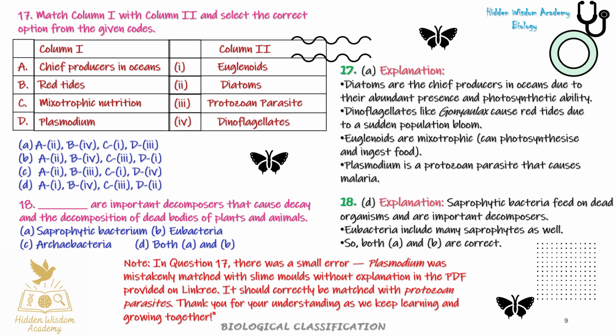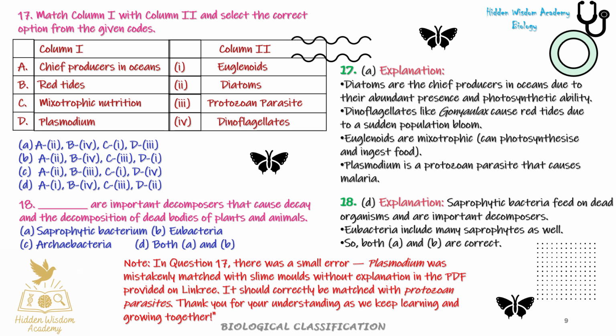Column 2. 1. Euglenoids. 2. Diatoms. 3. Protozoan parasite. 4. Dinoflagellates. So, the options are: Option A. A-2, B-4, C-1, D-3. Option B. A-2, B-4, C-3, D-1. Option C.